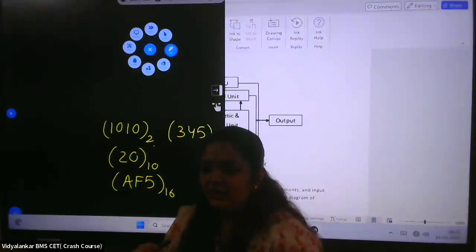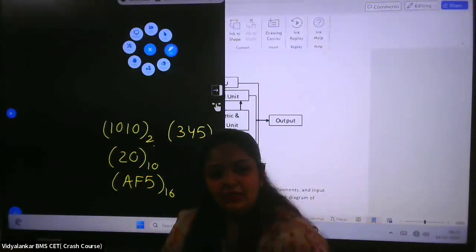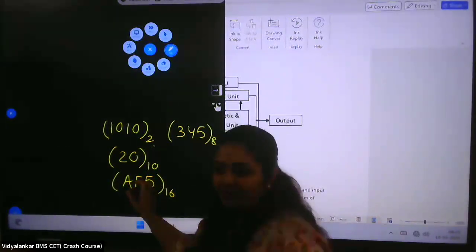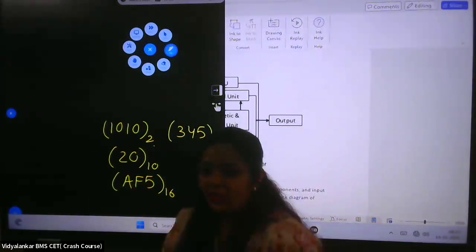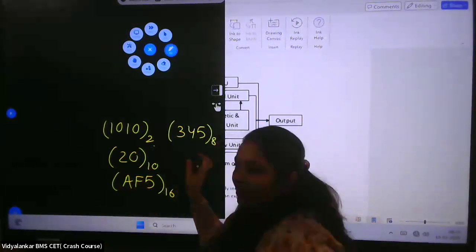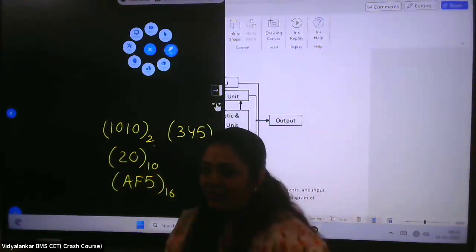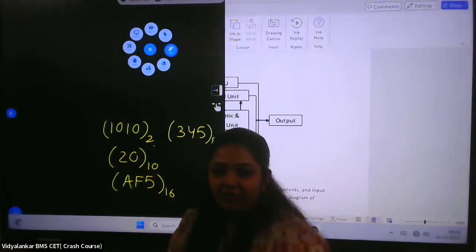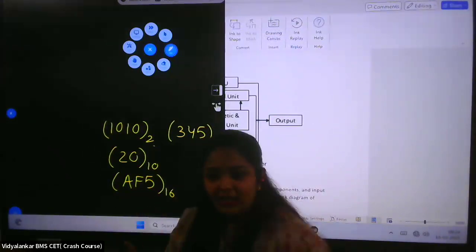Decimal का रेंज आपने क्या बताया? 0 to 9, काउंट करो कितने हो गए टोटल? 10. That's the reason the base is 10. Then octal का रेंज आपने क्या बताया था? 0 to 7. कितने हो गए टोटल? तो उसका रेंज दिख रहा है, बेस 8. Then hexadecimal आपने कितना बताया? 0 to 9 and A to F. टोटल कितना हुआ? That's the reason the base is 16. Is that clear?